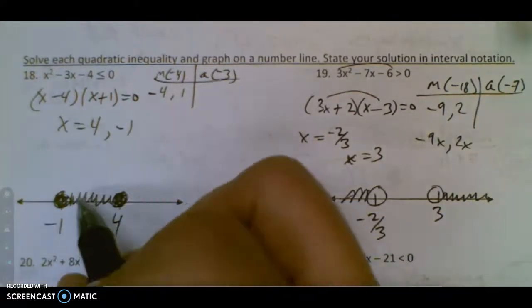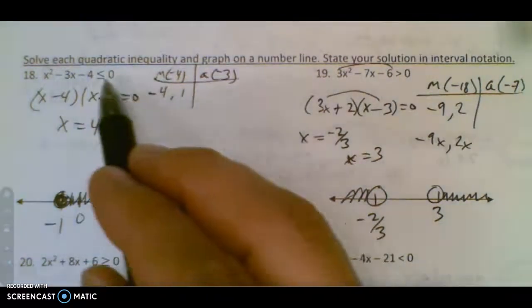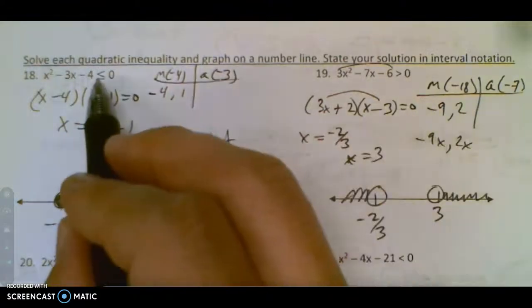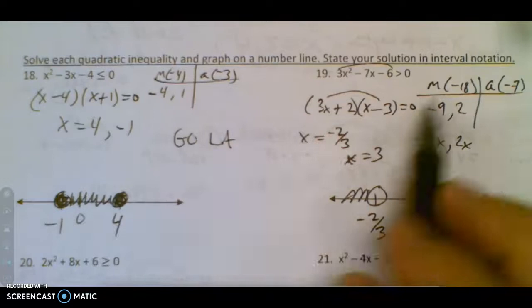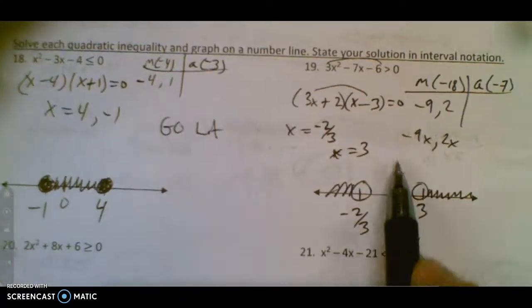Now you can either use a test point, like plug in a 0 and see if it's true, or you can remember the go law, and greater than is or and less than is and. This is a less than, so I shade between them. That one was a greater than, so I shade outside. And they're open circle because it wasn't or equal to.